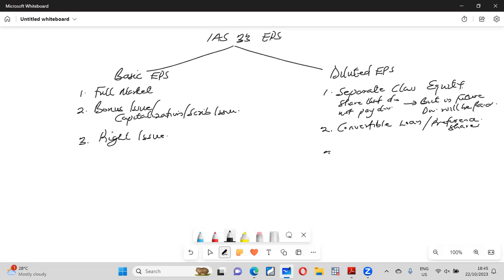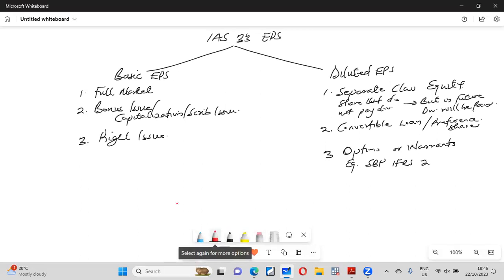Then lastly, we will talk about options and warrants. Options or warrants. All right, so these are the angles we are looking at. Typical example of options is share-based payment, IFRS 2, and I know that my people in level 3 have actually watched the videos concerning that.